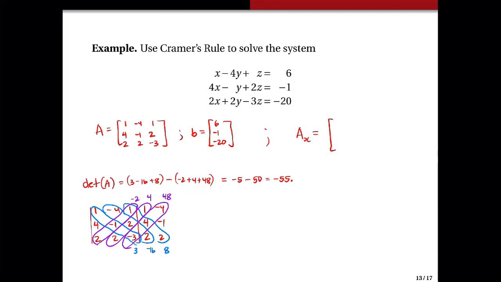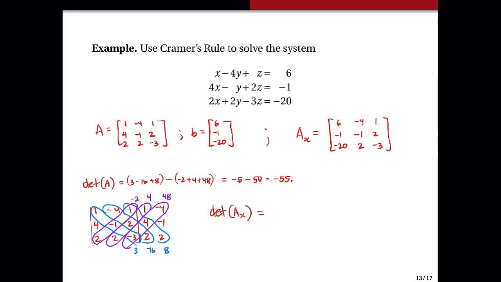So here we will now have 6, negative 1, negative 20. And then you just copy the other two columns here. Negative 4, negative 1, 2. Then 1, 2, negative 3. And then you find the determinant of this. Okay? So here, determinant of A sub x.